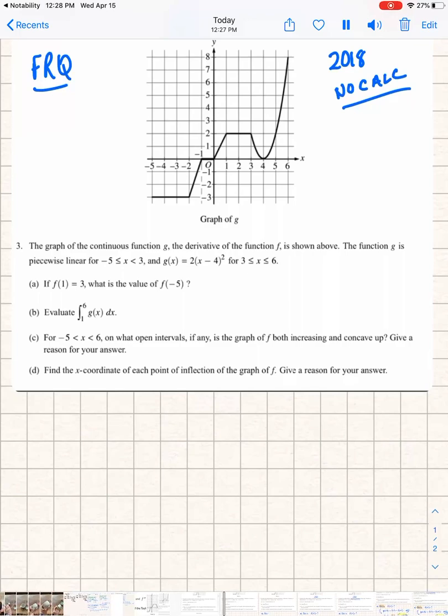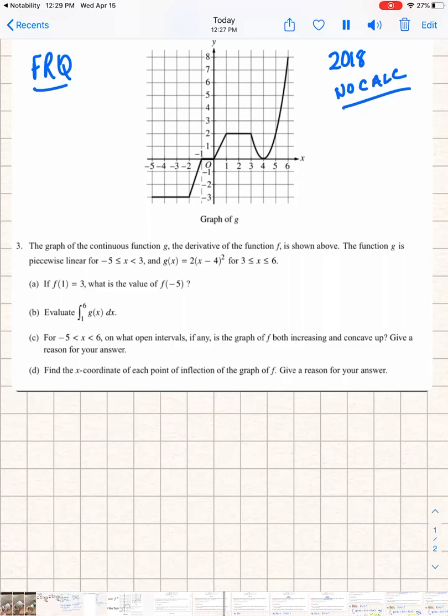have a graph, and you could see like the first from -5 to 3, right? You could see that it's all piecewise, meaning linear, right? Piecewise, and then after 3 you have that parabola 2x minus 4 squared. So we need to use those to figure out these 4 parts of this problem.